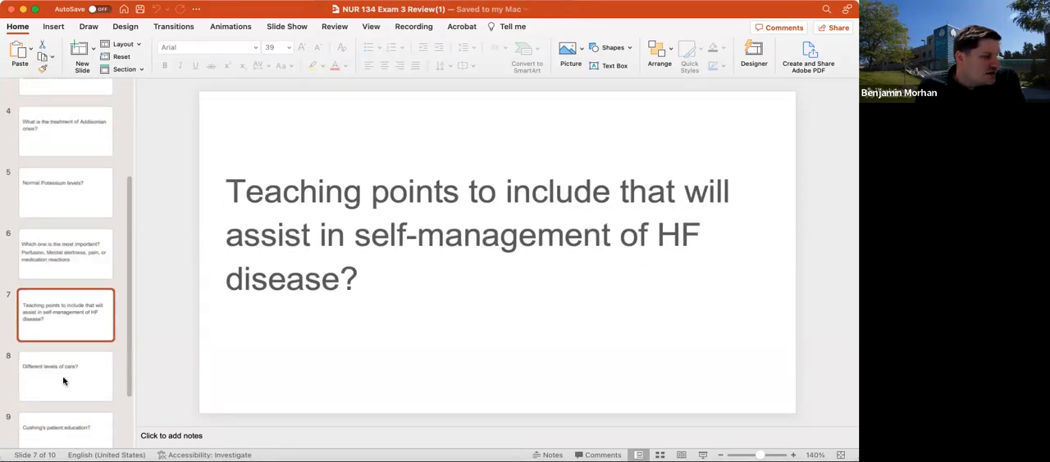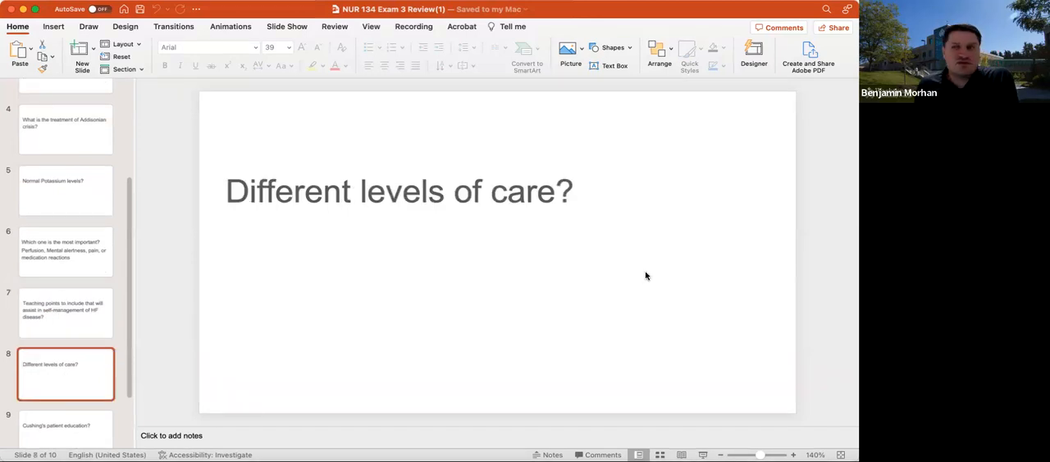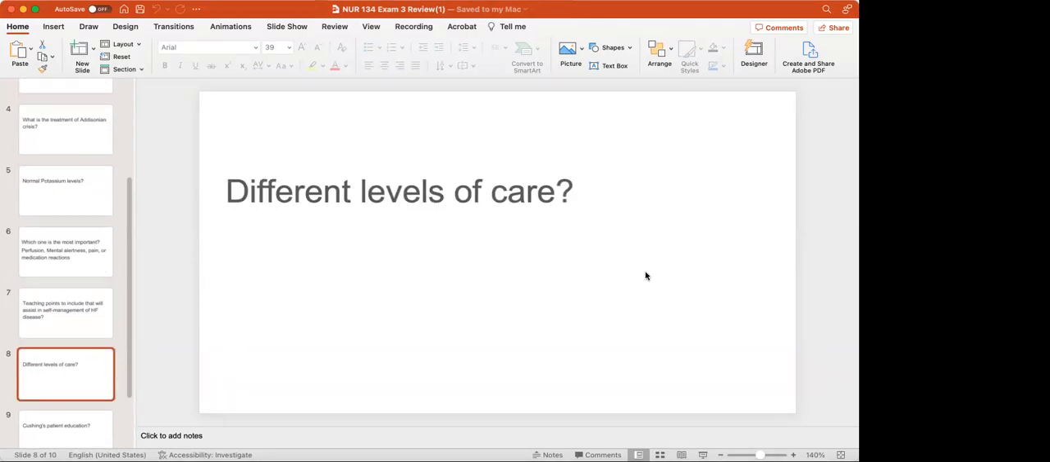So we've covered the teaching points, different levels of care. Name 3. I have primary, secondary, tertiary, and quaternary.